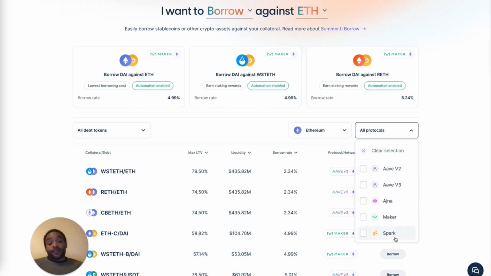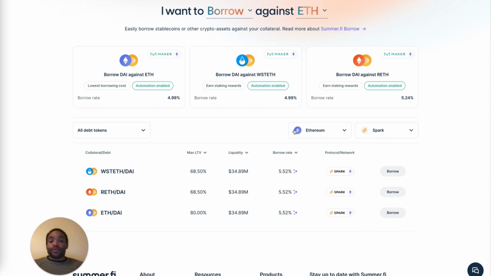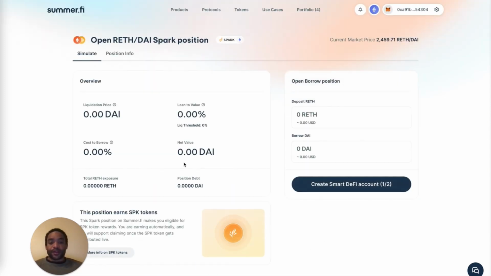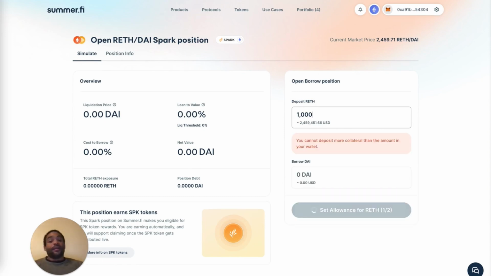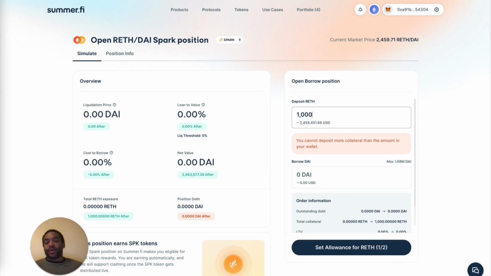So for example, let's say you only care about Spark, and right away you're whittled down to the things you can do within Spark. If you want to choose wrapped staked ETH, or in this case, like this other person, Rocket Pool ETH, you can right away see all the stuff you need in a very clean and simple experience.